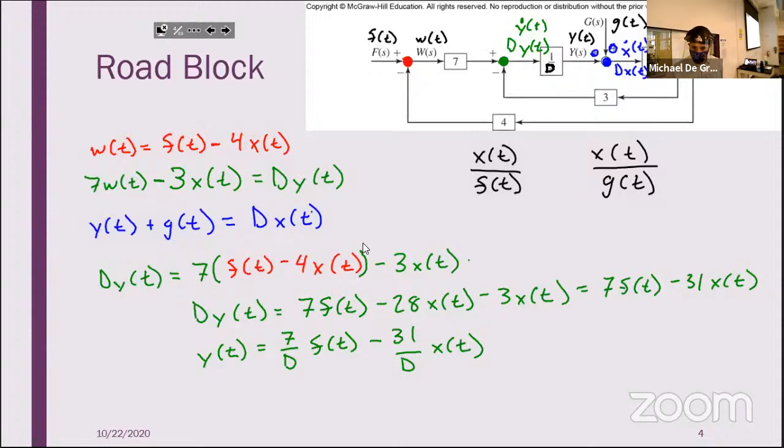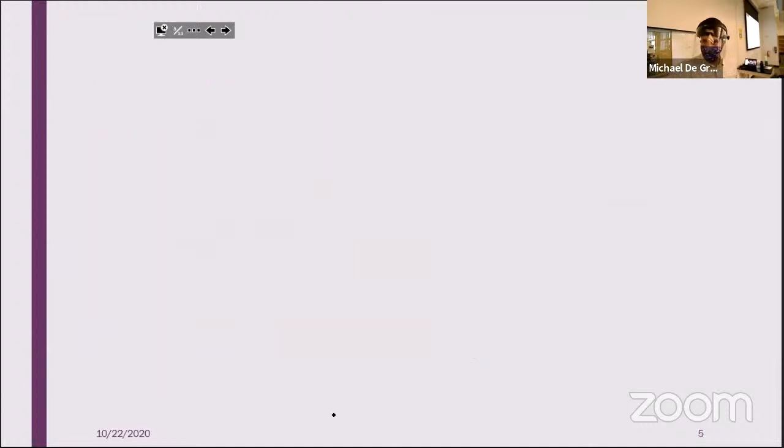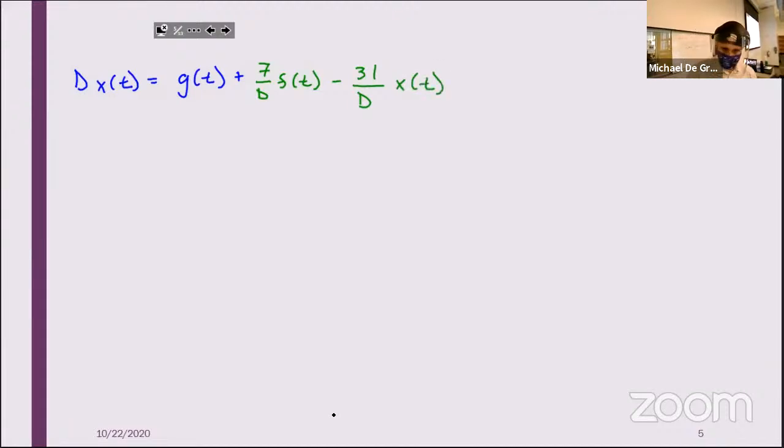Okay. So I'm going to take this green equation, this y of t equation, and I'm going to plug it in up here. That's what we'll do on the next slide. All right, so if I write this as dx of t is equal to g of t plus, well, y of t, we just found out, was 7 over d f of t minus 31 over d x of t, right?